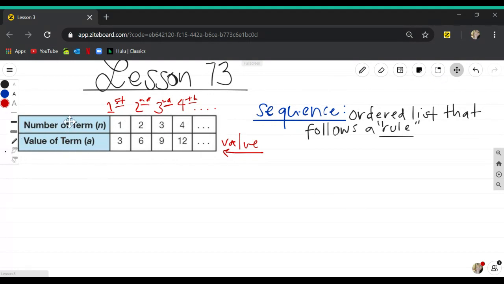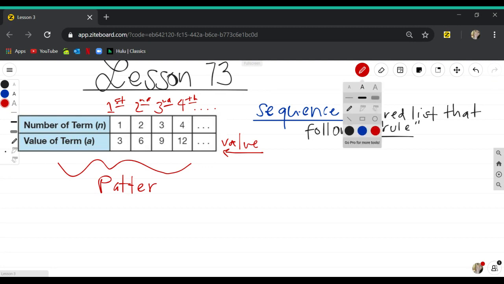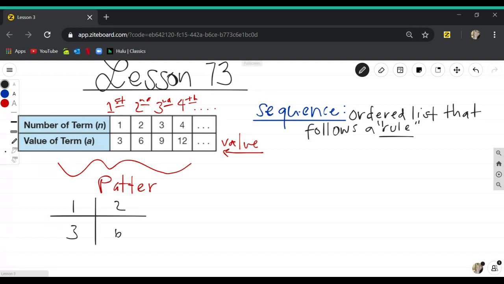It says the number of the term n, so like the first term, second term, third term, fourth term, goes in the position of the value. So the first term goes with 3, second goes with 6, third, 9. We have to take a look at what the pattern is here. With the first one, we have 3. With the second, we have 6. Okay, so far, I can already see a pattern. With the third one, we have 9.